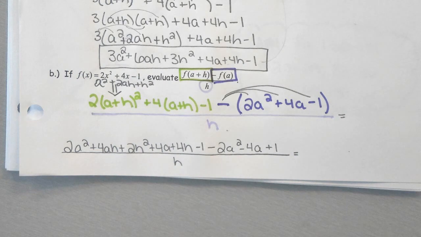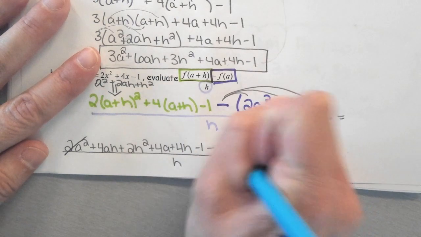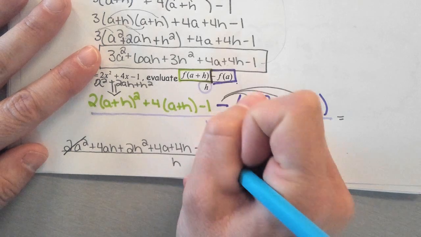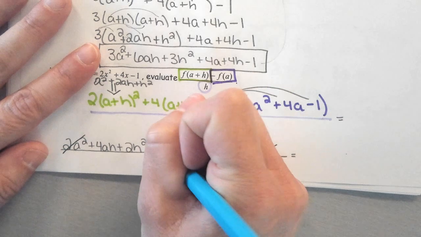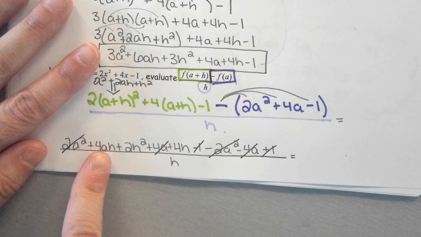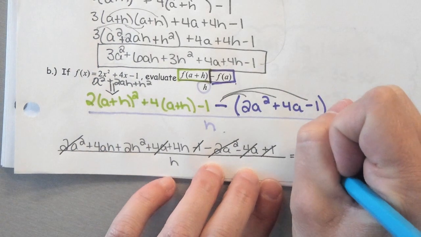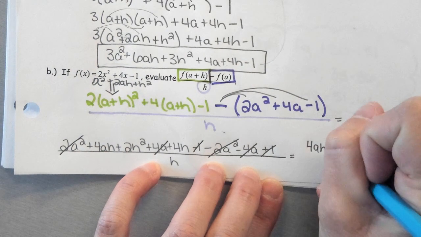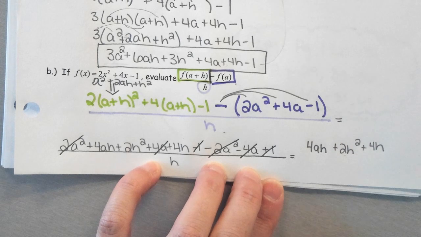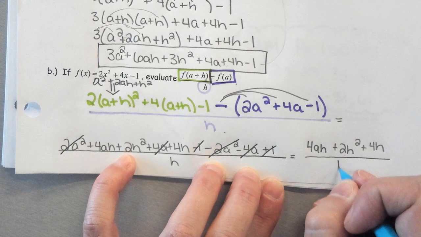Okay, let's look for like terms. Ooh, this time we have some. What can cancel? There's going to be some canceling. Bulk canceling. The 2a squared. What else can cancel? The 1s. The 4a's can also cancel. And so I have 4ah left plus 2h squared plus 4h, all over h.